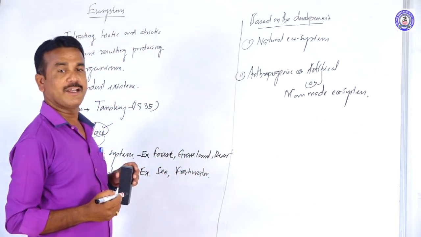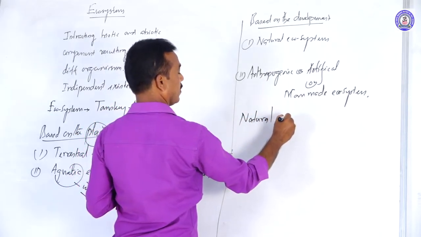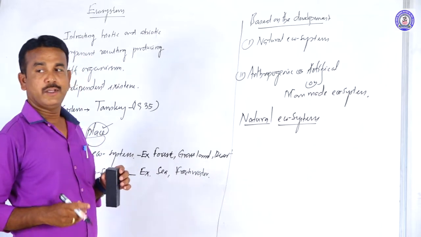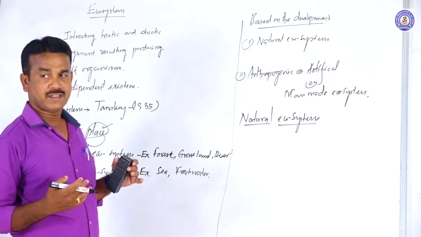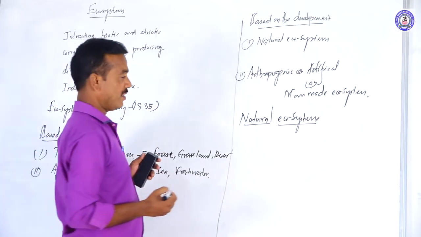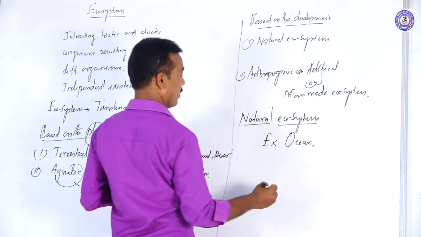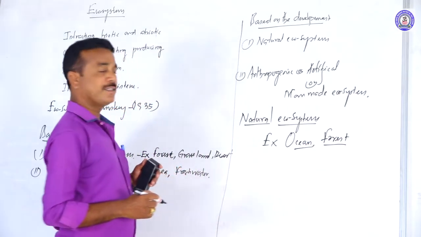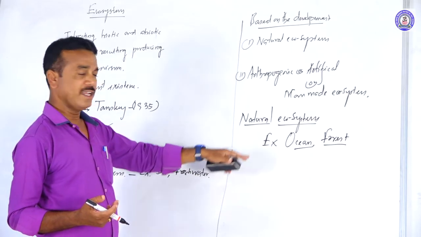So what do we mean by natural ecosystem? Natural ecosystem is nothing but the ecosystem that has developed naturally without interference of human activities. On the earth, so many kinds of natural ecosystems are present. Examples: ocean, then forest. Because those two can develop naturally anywhere by themselves, they are considered natural ecosystems.